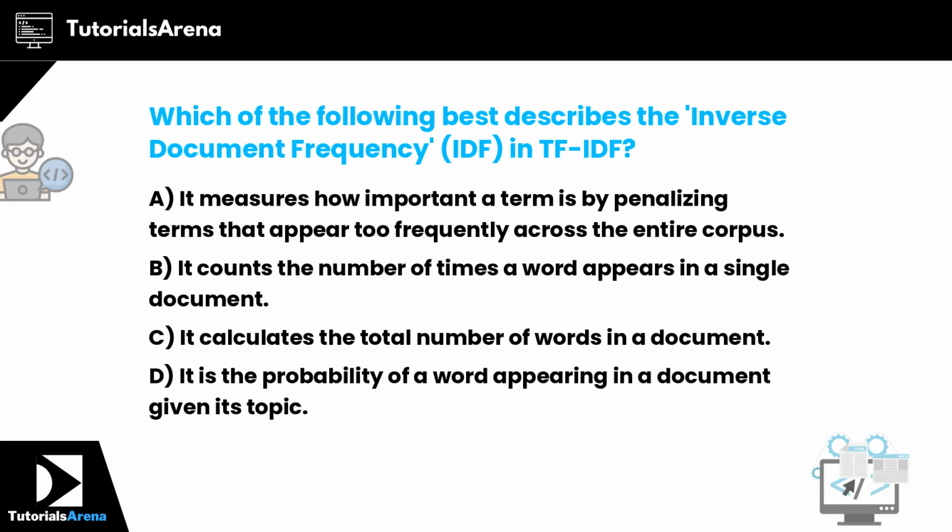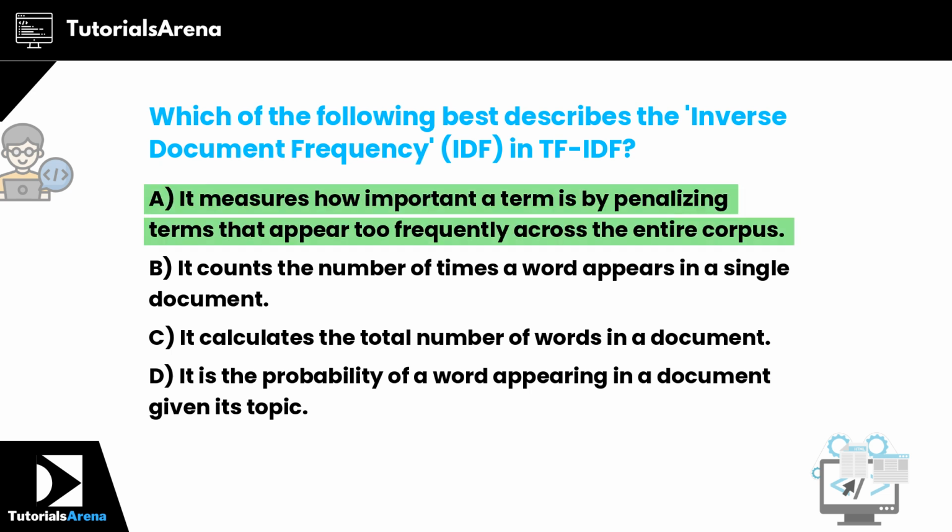Which of the following best describes the inverse document frequency, IDF, in TF-IDF? The correct answer is option A. It measures how important a term is by penalizing terms that appear too frequently across the entire corpus.